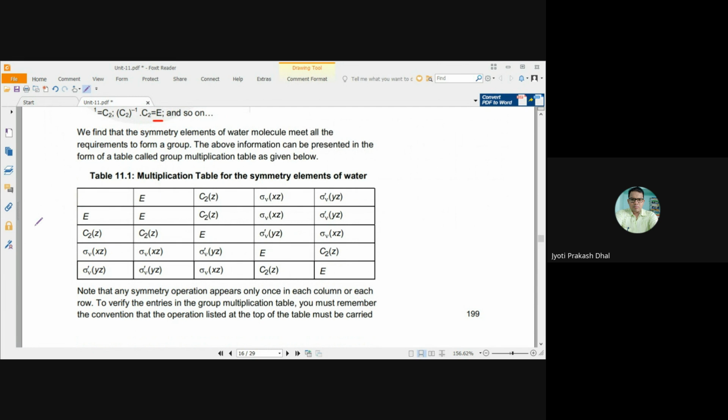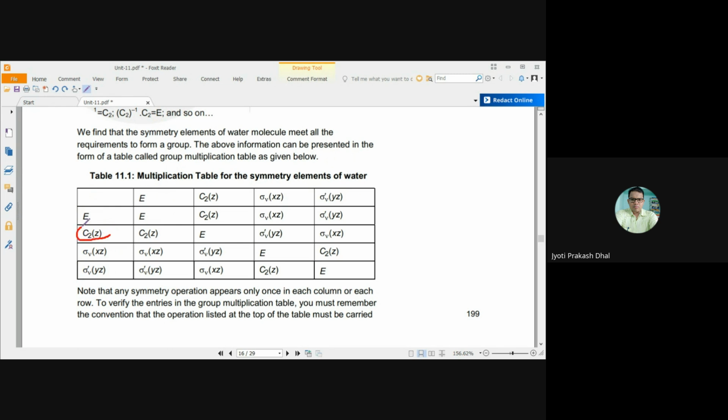The above information can be presented in the form of a table called the group multiplication table, given below. These are the four symmetry elements present in the water molecule. The first is E, the second is C2, that is the Z axis. The third is sigma v, the xz plane, and the fourth is sigma v dash, the yz plane. Here, E multiplied with E gives E. In a similar manner, you will fill the table.